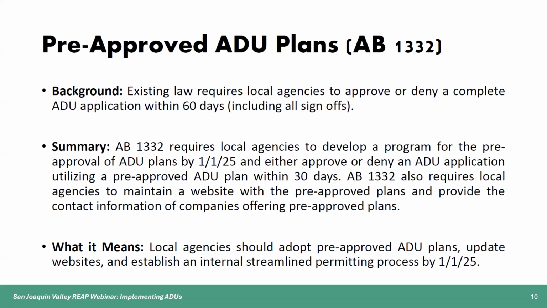Now your timeline here for pre-approved plans is 30 days. And it also requires local agencies to maintain a website with the plans and provide contact information of companies that offer pre-approved plans. So what does this mean for you? So here's a big ask here, but local agencies should adopt pre-approved plans, update your websites, and establish an internal streamlined permitting process. So in this case, make sure that all of your reviewing divisions understand that the clock is now 30 days.